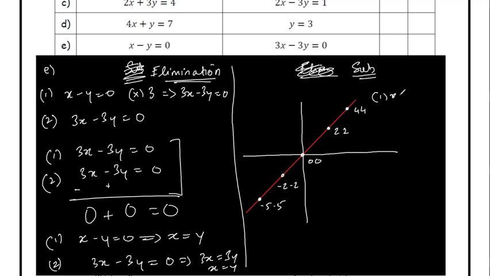So the first equation is x minus y is equal to 0. Second equation is 3x minus 3y is equal to 0. So now x is equal to y from the first equation, and I'm going to substitute the value of x in the second equation.